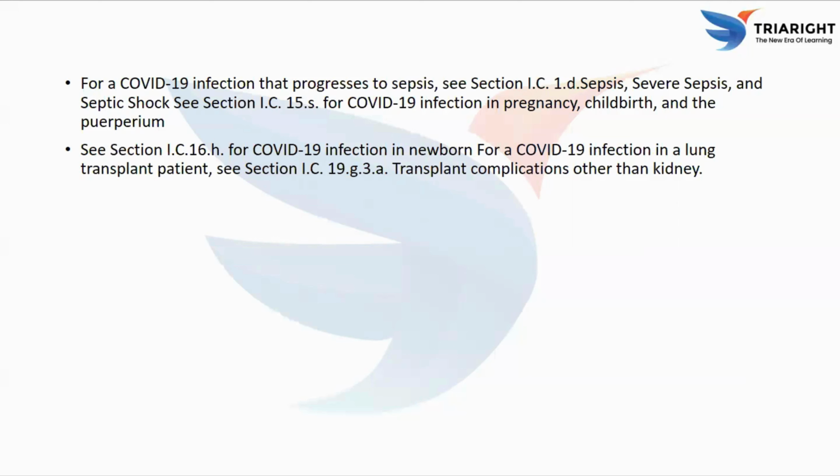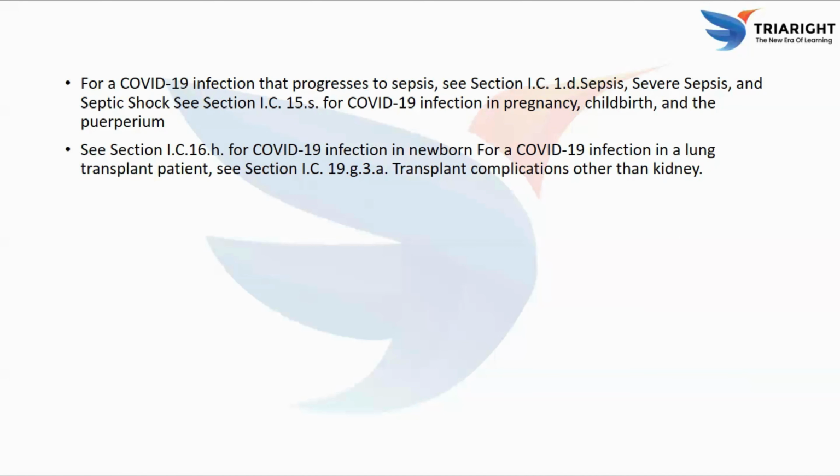So there is an example. It is documented as sepsis due to COVID-19. So what will be the coding? A41.89 for other sepsis followed by U07.1 for COVID-19. So you have to again add the organ dysfunction if the severe sepsis is present.